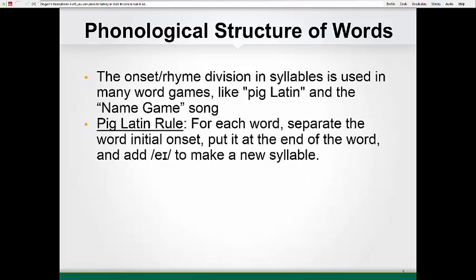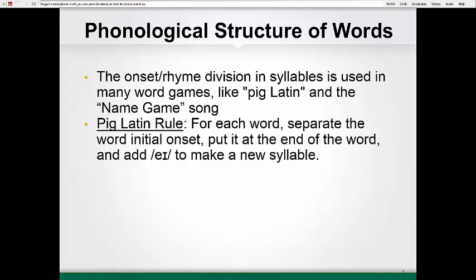The onset-rime division of syllables is used in word games as well, including Pig Latin and the name game song. In the name game song, you take the onset of the first syllable of the person's name and you replace it with different phonemes. For example, for the name Jerry, the name game song goes as follows: Jerry, Jerry, Bo-berry, Banana-fana, Fo-ferry, Me, my, mo-merry, Jerry. Try the name game song with your own name.